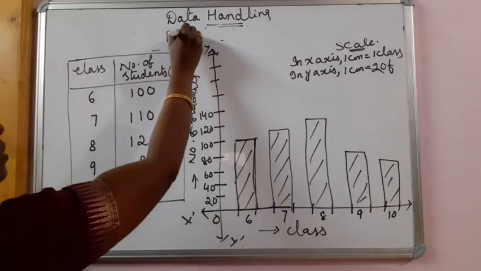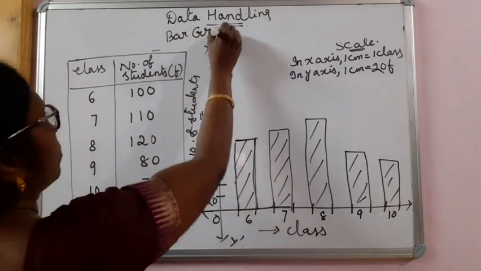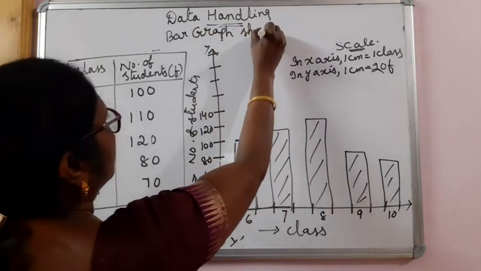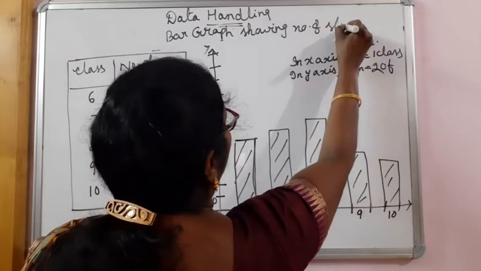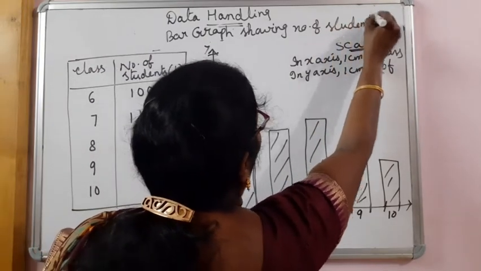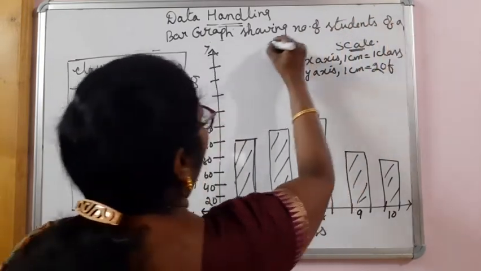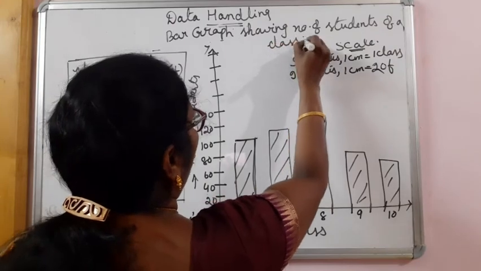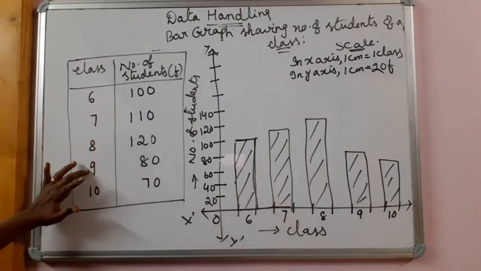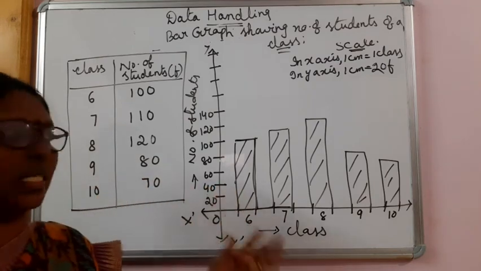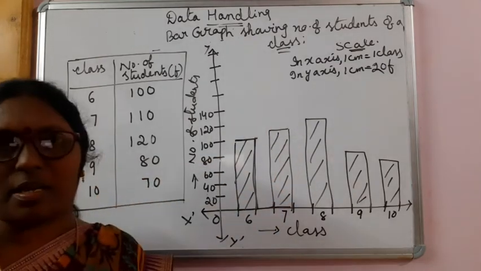Bar graph showing number of students of a class. That is the heading that should always be given. So class 6, class 7, class 8, class 9, they are individual classes. So we have drawn the bar graph.